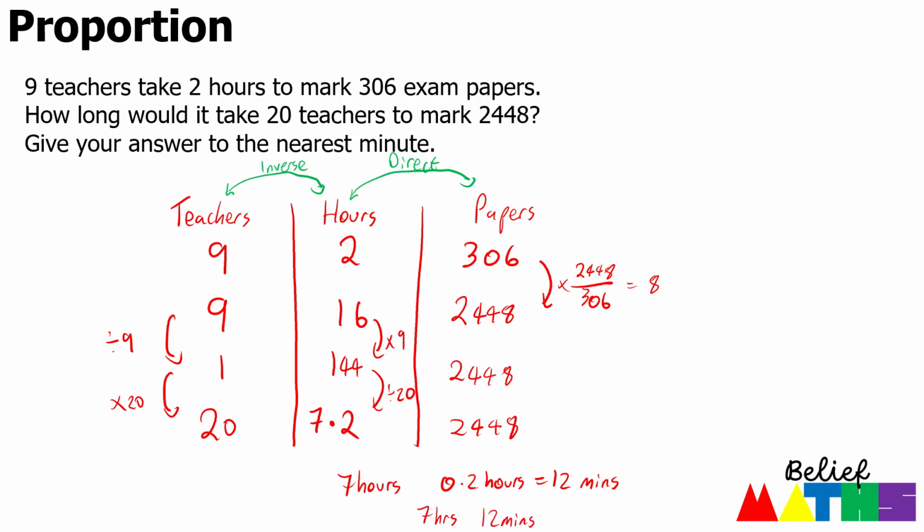Now you could have done it in one step here by saying, well, in this case, to get from there to there, I'm multiplying by 20 over 9. So in this case here, I'm just dividing by 20 over 9, and that will get you there in one go.